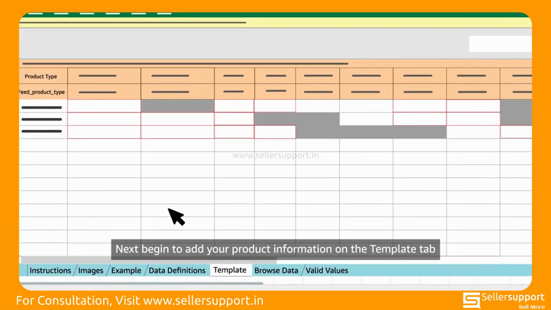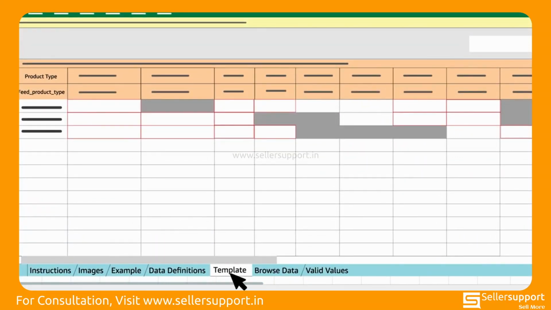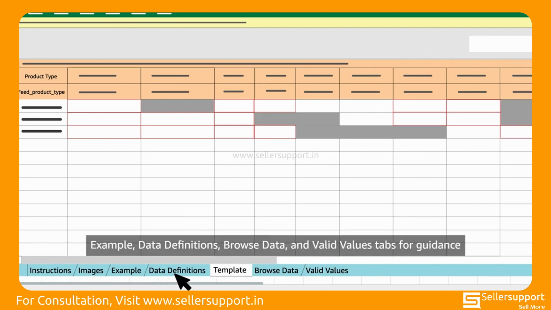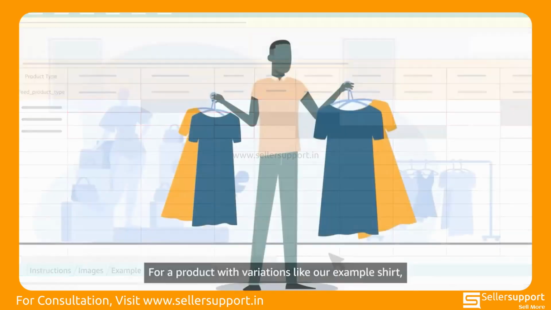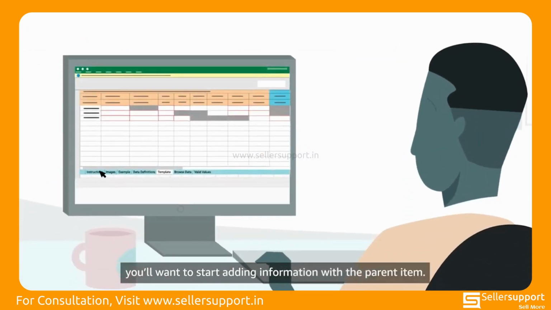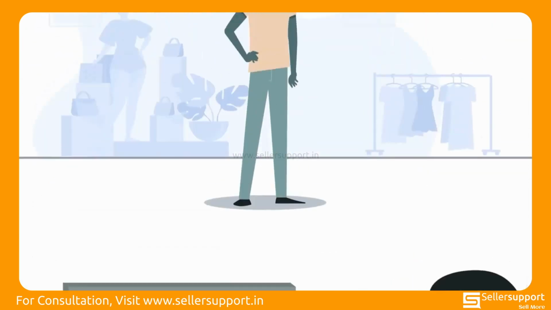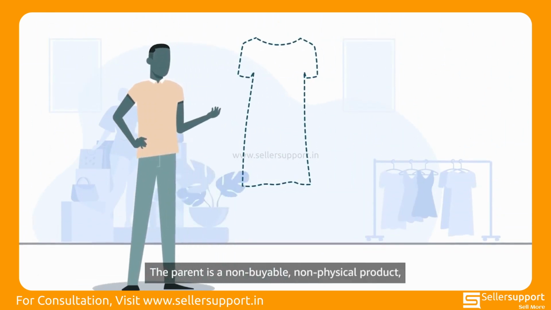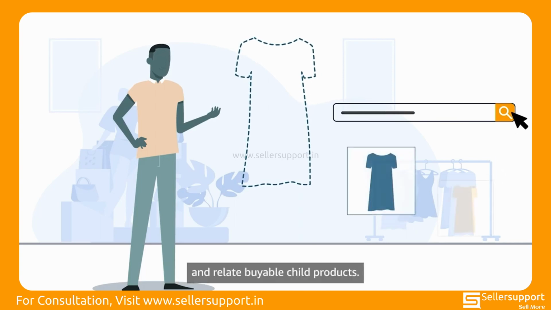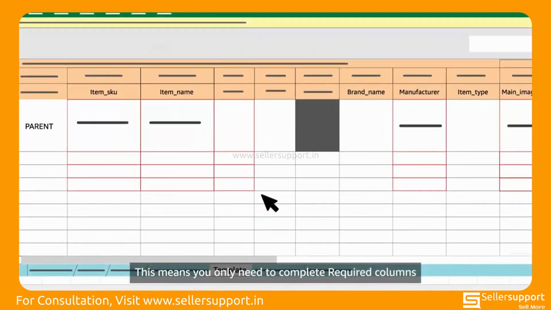Next, begin to add your product information on the Template tab after reviewing the instructions, images, example, data definitions, browse data, and valid value tabs for guidance. For a product with variations like our example shirt, you'll want to start adding information with the parent item. The parent is a non-buyable, non-physical product and is only used to drive product searches and relate buyable child products. This means you only need to complete required columns for the parent item that fulfill these functions.